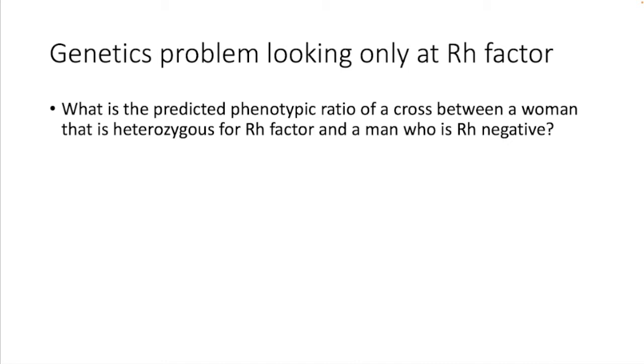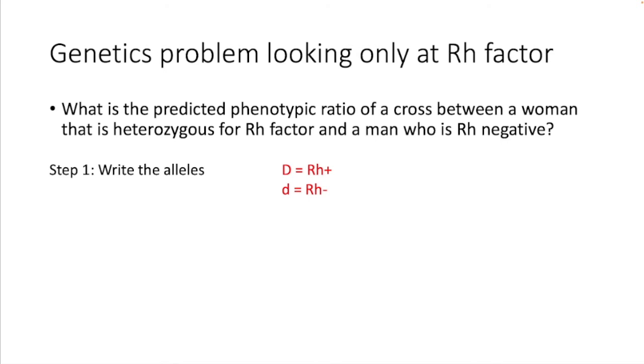Whenever you're presented with genetics problems, it's a really good idea to first write out the alleles associated with that problem. Remember before I told you that the name of the antigen is the D antigen. So we're going to use the capital D to represent the dominant allele for having the Rh factor and the little d as the recessive, being Rh negative, not having that Rh factor. So we've got that down.